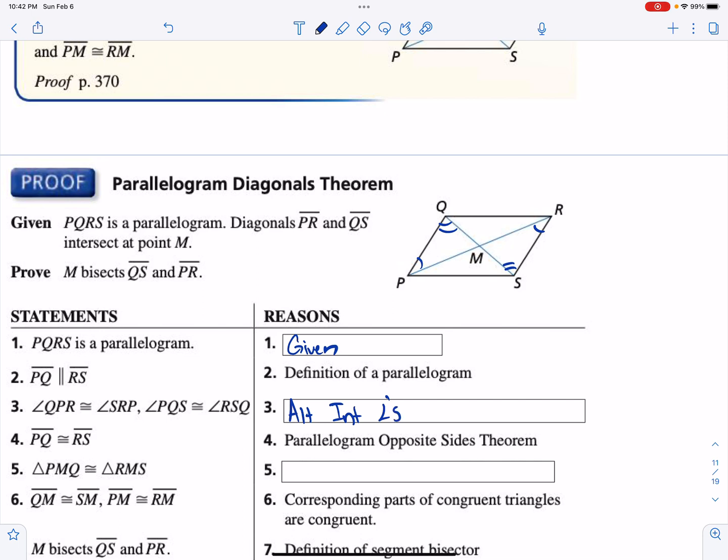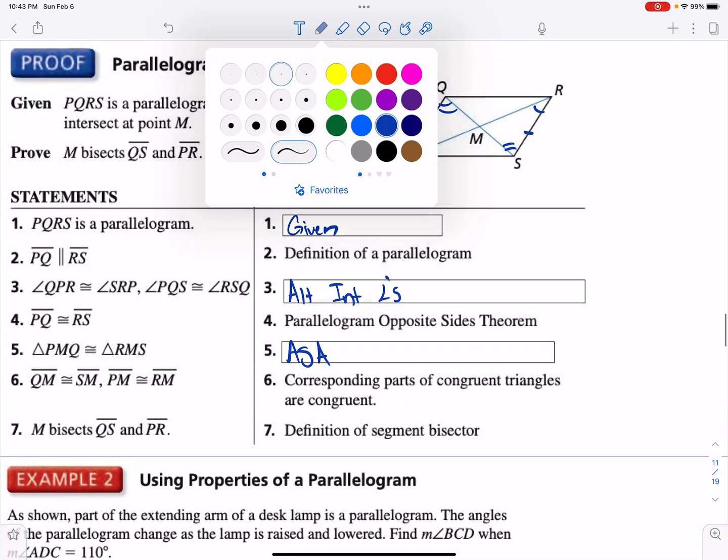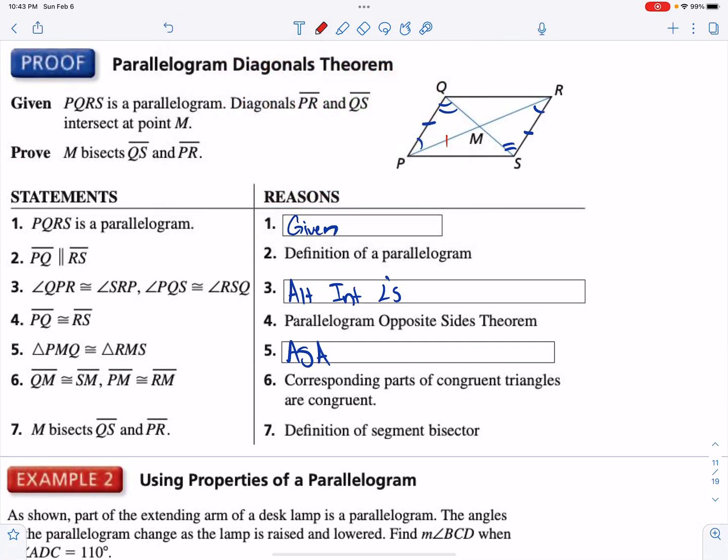Parallelogram opposite sides theorem says that those opposite sides are congruent as well, so I'm going to go ahead and mark those. PQ is congruent to RS. And now we can say those 2 triangles are congruent, and this time it's by angle, side, angle, if we look at our pattern. And then they just say the rest of those things have to be congruent. So what's given is the theorem that we just proved, that these diagonals have to be bisected and that those segments have to be equal on the inside by CPCTC. And so now we know that M is a bisector, and that's by definition of a bisector.